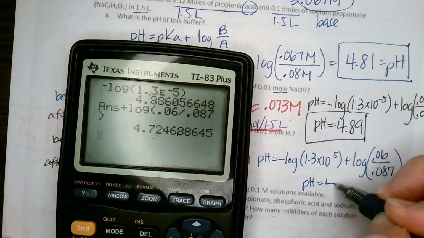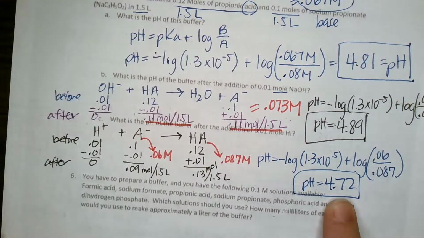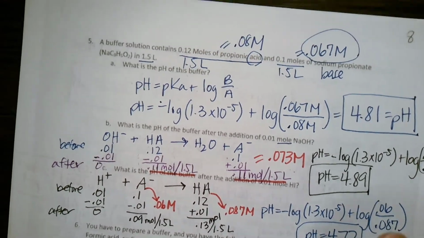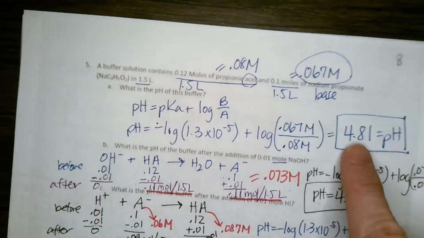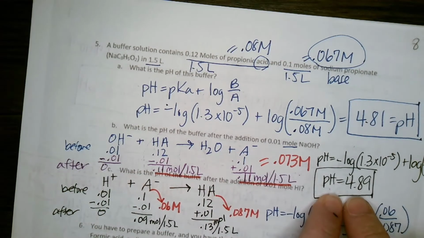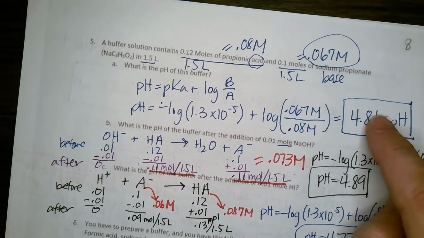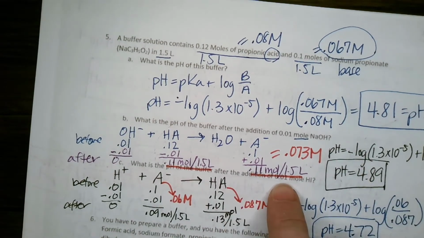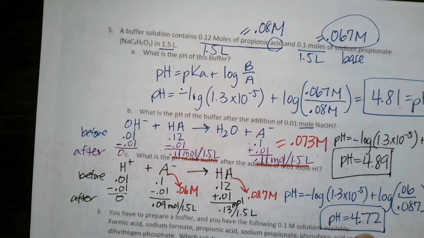If we look at that, let's compare this value. So up here, our first time when we just looked at the buffer, we had a 4.81. When we added base, notice it went up to 4.89, so it became more basic. If I compare my buffer, and here I added acid, it went down to 4.72, which, to become more acidic, lowers the pH. So all of these make sense.